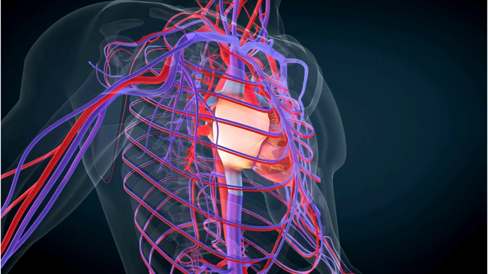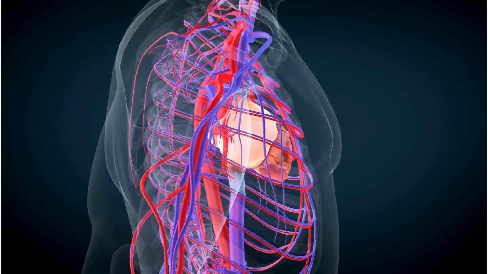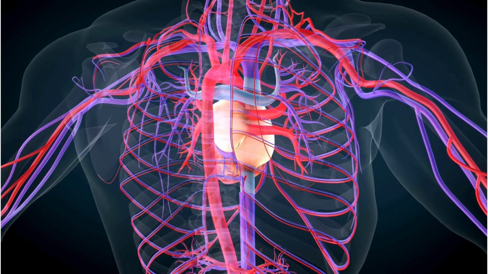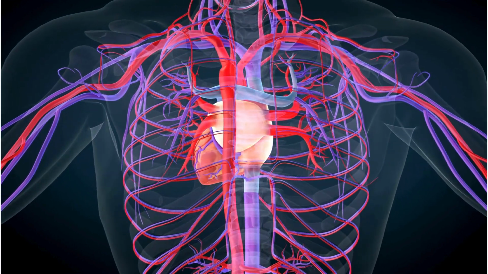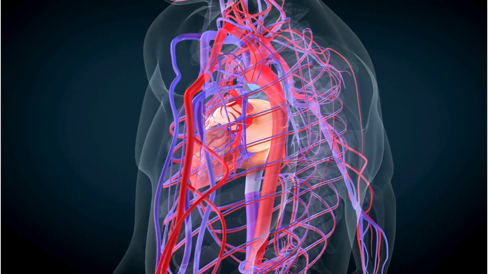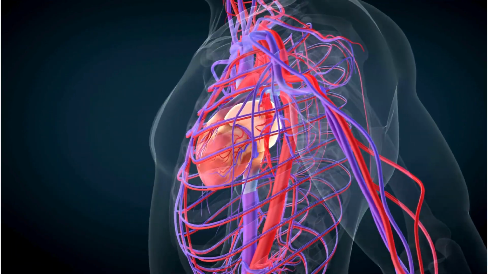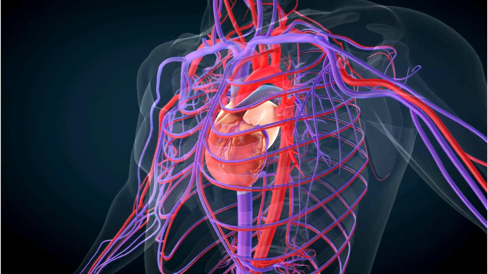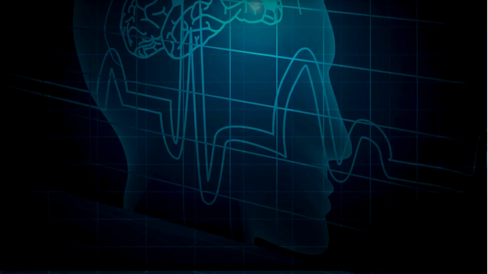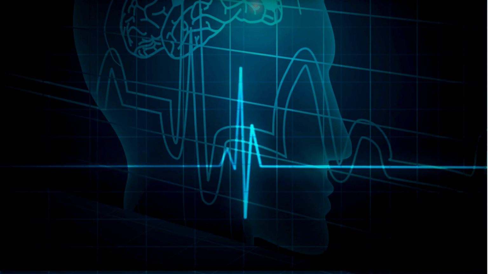Ablation may be performed, where small areas of hard tissue causing the arrhythmia are destroyed using radiofrequency energy. Percutaneous coronary intervention, PCI, purpose: an umbrella term that includes angioplasty and stent placement to treat coronary artery disease. The procedure combines angiography, angioplasty, and stent placement as needed to restore blood flow to the heart.